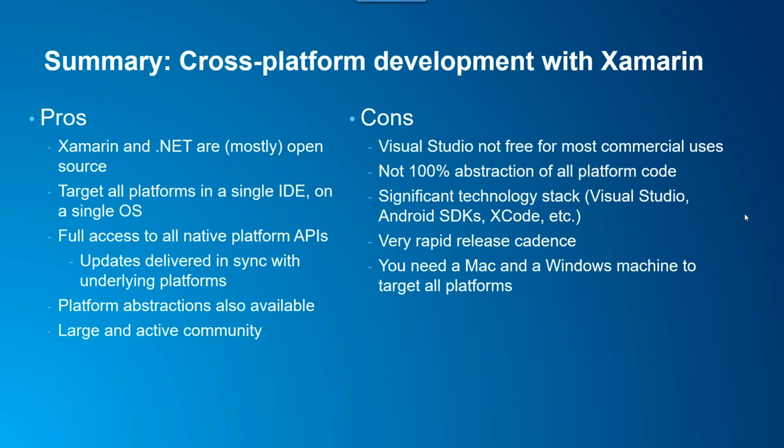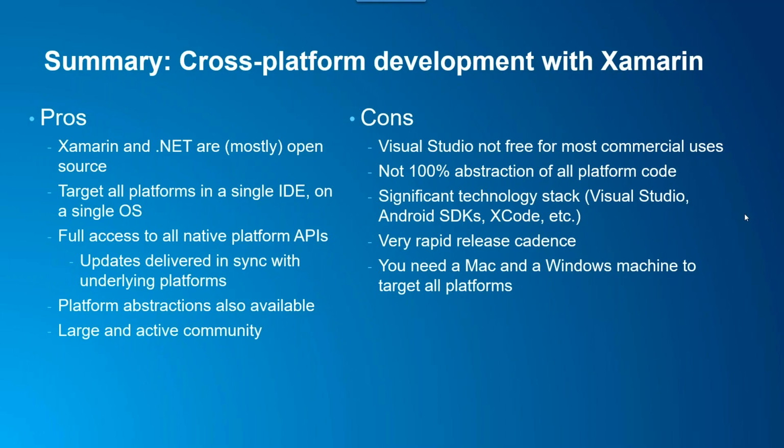But just to point out a couple here. For one thing, you need to realize that you have full access to all the native platform APIs. So everything that you can do, say in a native app for iOS or Android, you can do in Xamarin as well. You have full access, and updates are delivered in sync with the underlying platform updates as well. So you'll always be able to have the functionality that's actually in the native platform. There's a large active community. That's great if you have questions. You want to run out to the forums or Google something, you can always find people that have similar problems, work around similar problems, have code examples and whatnot.